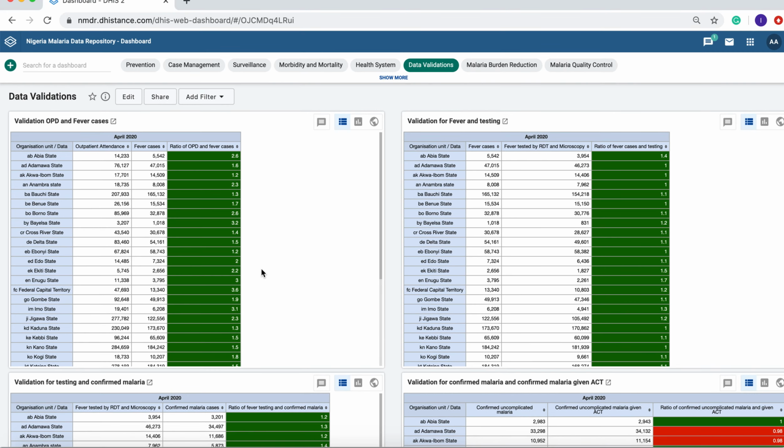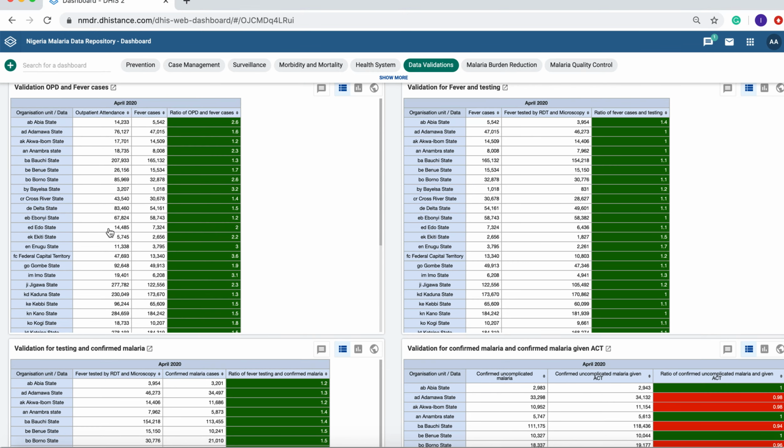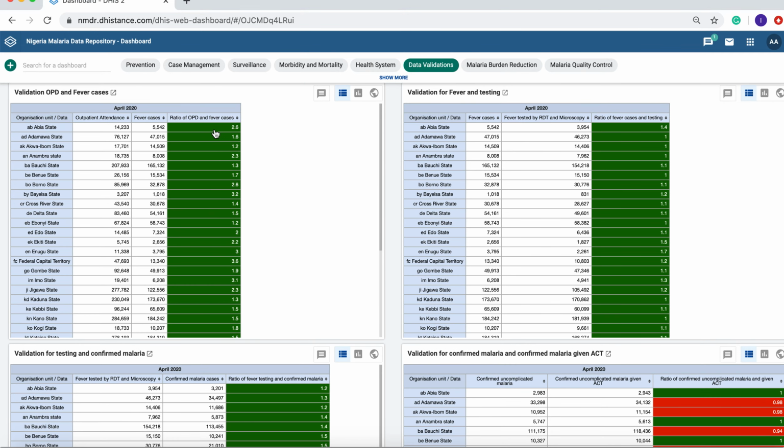So we have, as I said earlier on, comparing data validations across the indicators of malaria, saying one shouldn't exceed the other. So the first chart here is showing outpatient department attendance versus the fever cases. We expected this, at a national average comparing the state total. So you can see all of which is green. Green actually stands for those that satisfy the criteria that fever cases shouldn't exceed OPD attendance.